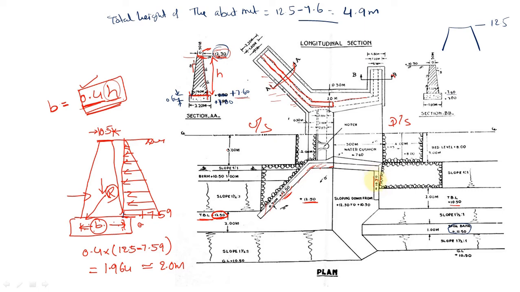The return wall must be provided at a higher elevation than TBL, or at least it must be equal to the elevation of TBL. It is the top of the return walls. Here this wing wall is changing from upstream to downstream. It is sloping down, it is not constant. See, sloping down from 12.5 to 10.5. A 2 meter change is there. That means the section will vary.